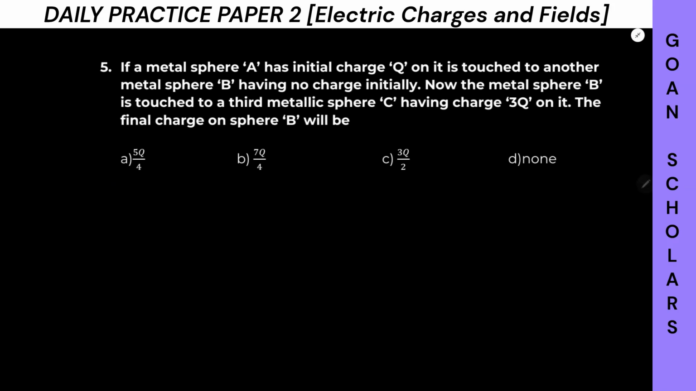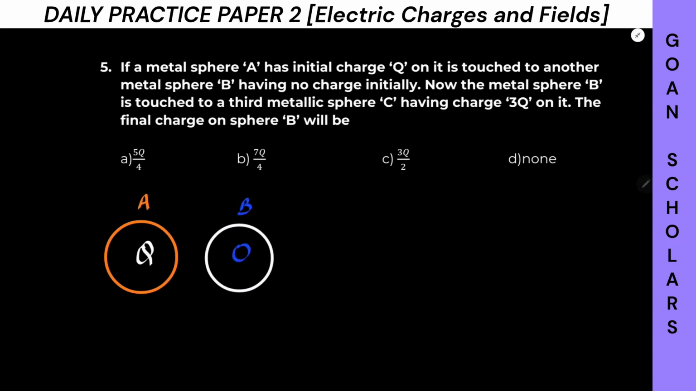Question 5 says if a metal sphere A has initial charge Q on it, so let's draw our initial metal sphere A here. The initial charge on it is Q. It is touched to another metal sphere B having no charge initially. So let's draw a B here with 0 charge on it.